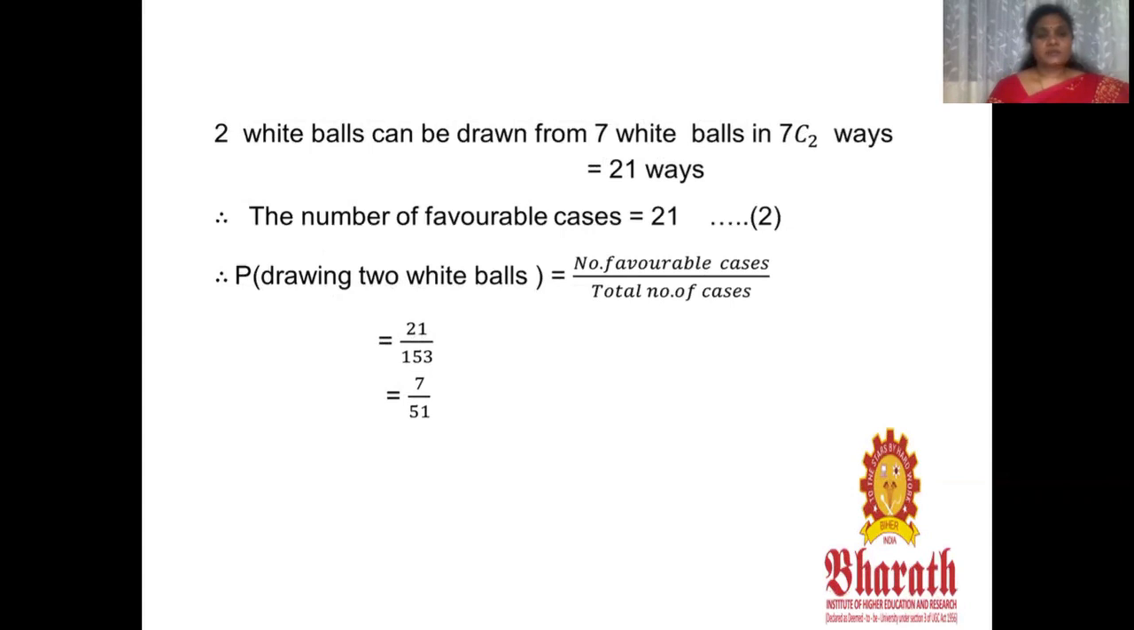2 white balls can be drawn from 7 white balls in 7C2 ways. So by calculating 7C2, you get the answer to be 21 ways. Therefore, the number of favorable cases is equal to 21. Probability of drawing 2 white balls is equal to number of favorable cases divided by total number of cases, which is 21 divided by 153. After simplification, that is 7 by 51.